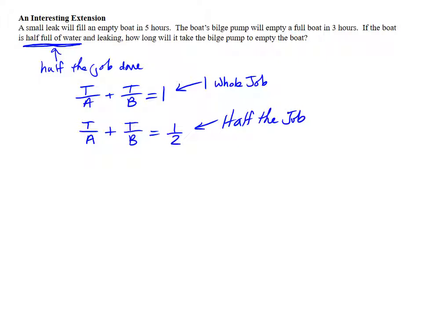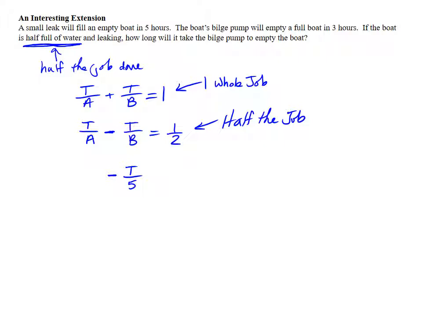The other alteration we need to make is that these two things are working against each other. So that means that instead of adding the work they do together, you need to subtract the work they do together. Okay, and the one you're going to subtract is the one that is working slower. So in this case, the leak is the slower thing. So a small leak is going to fill an empty boat in 5 hours. So that means that we need to think about this second fraction as being T over 5.